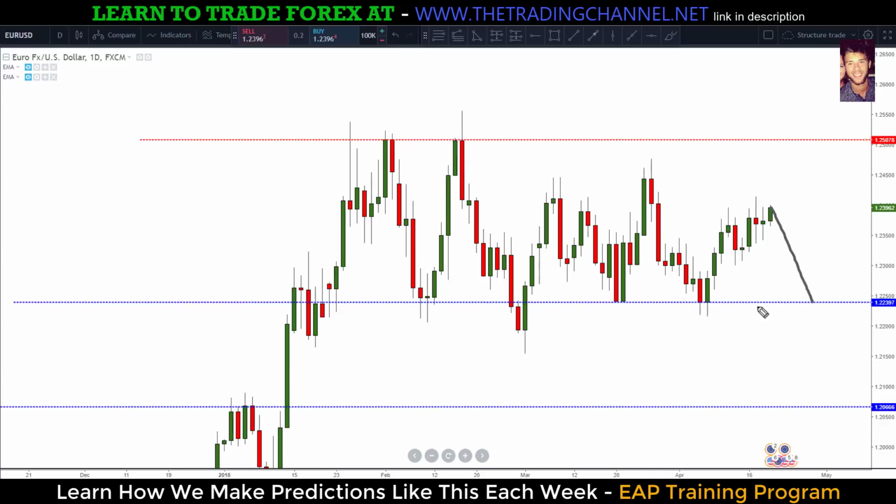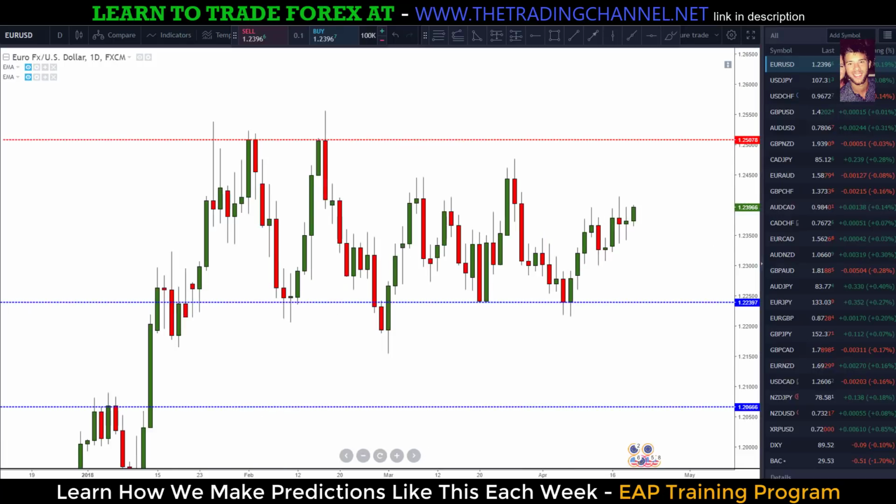Now, if this market pushes down, we'll be looking yet again at this support level to either provide us with support and give us a possible trading opportunity, or to break so that we can start looking for trend continuation trades on the way down. And that's our predictions here for the euro dollar. Next up, we'll take a look at the dollar yen.